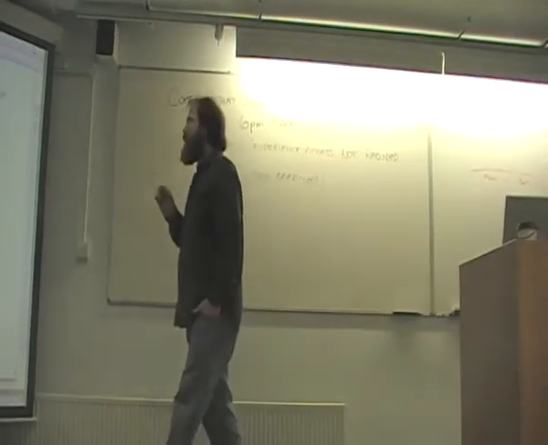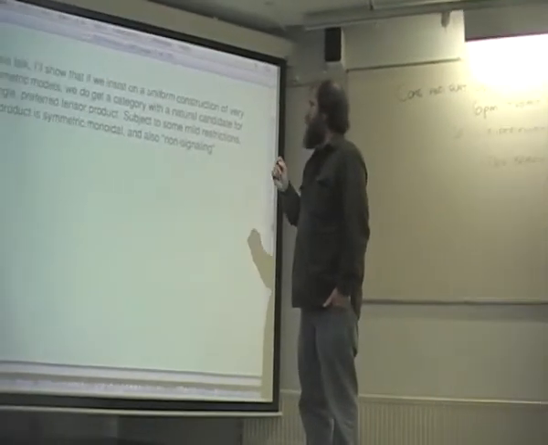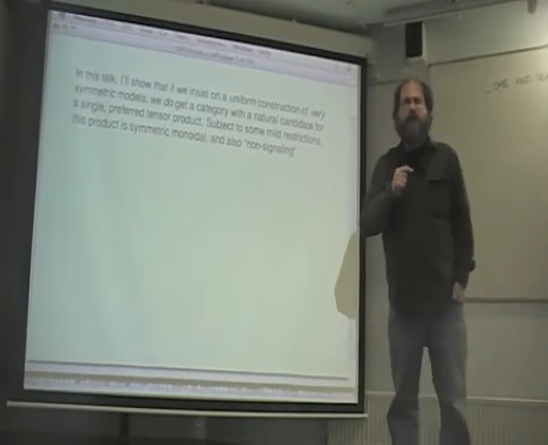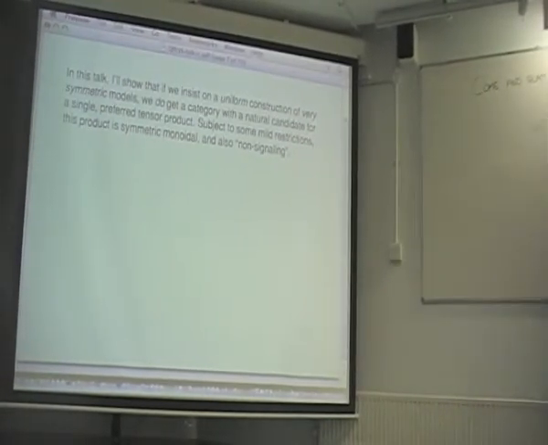However, if we impose a couple of additional constraints that I think are fairly natural, this product will turn out to be symmetric monoidal, a symmetric monoidal bifunctorial product on a suitable category of models. And it will also have a non-signaling feature, which is attractive.